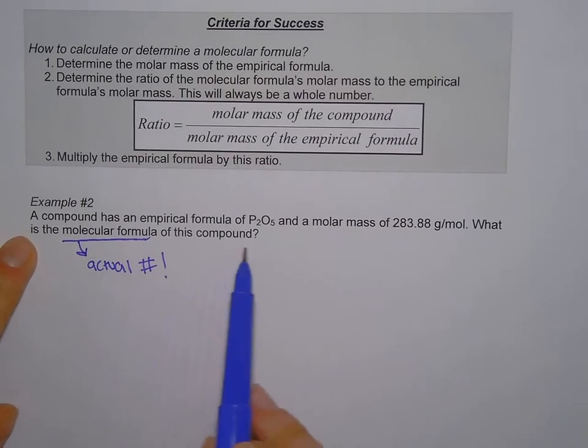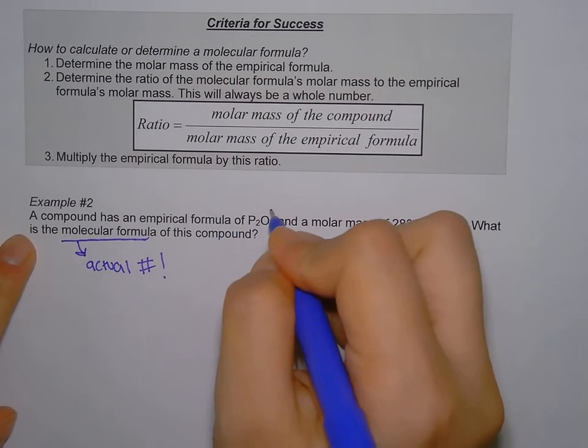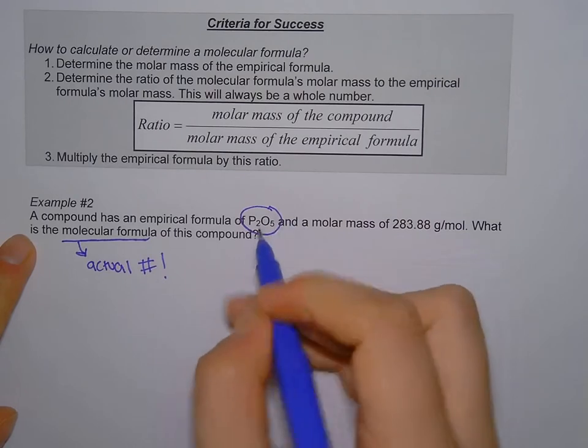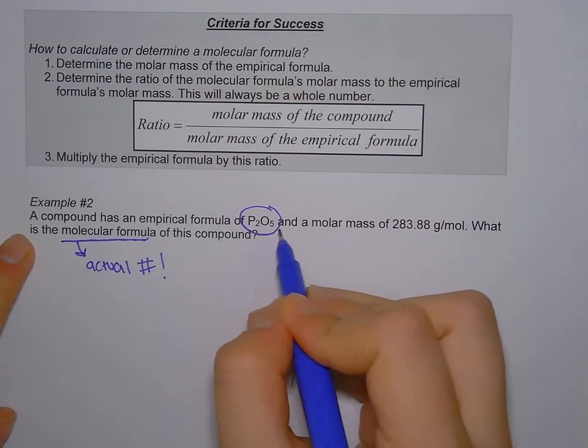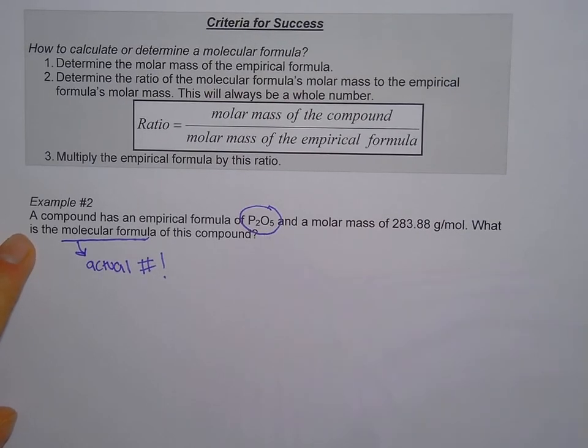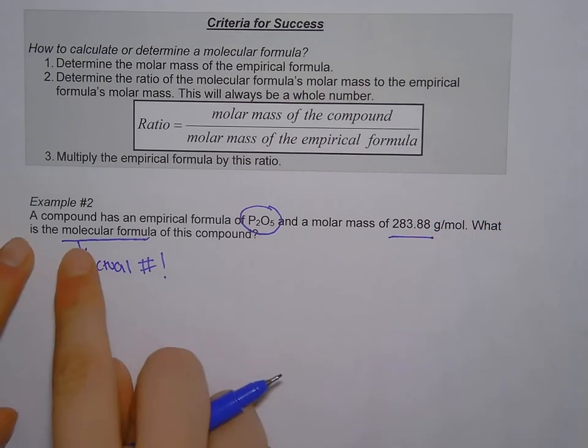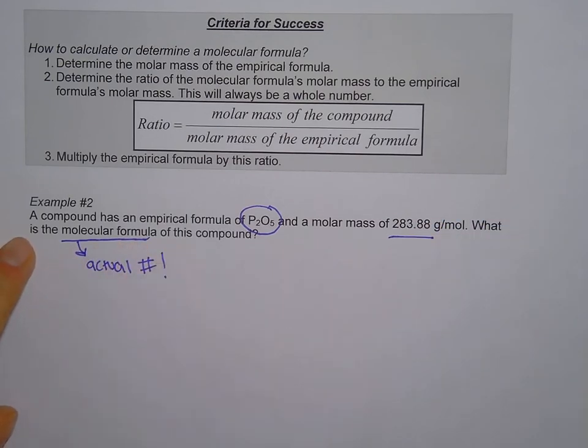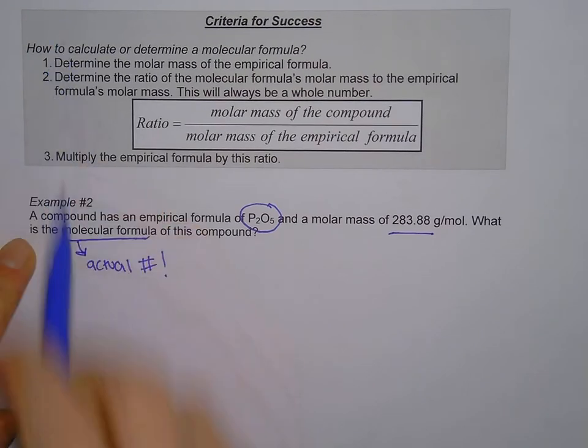A compound has an empirical formula of P2O5. Notice this is empirical because I cannot get any smaller than these numbers while keeping the ratio the same. And a molar mass of this much. What is the molecular formula of this compound? Okay, so my steps for success.